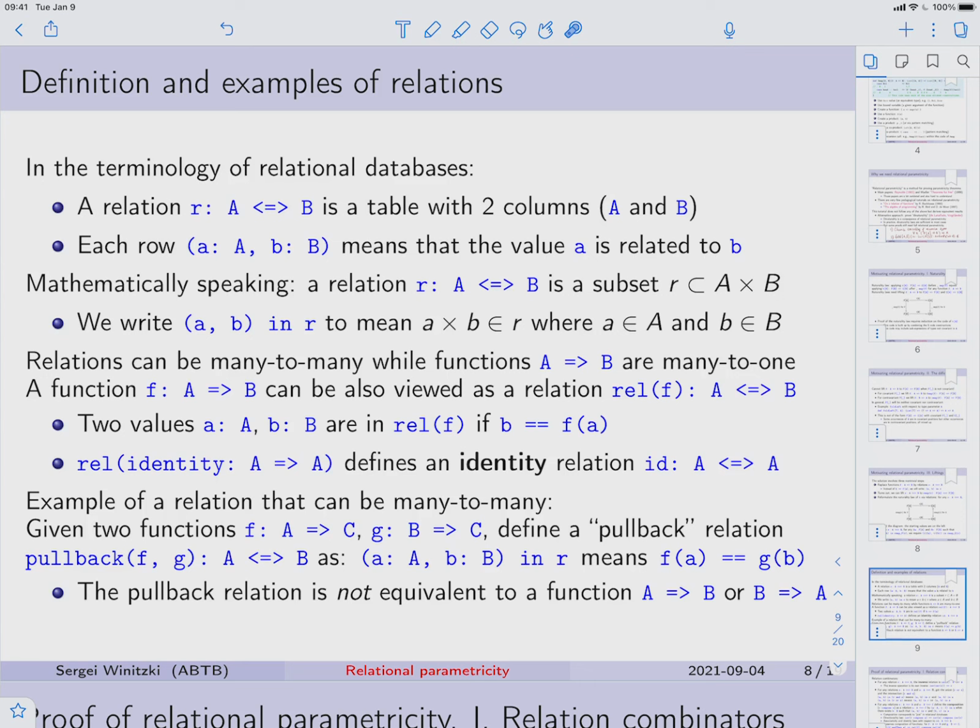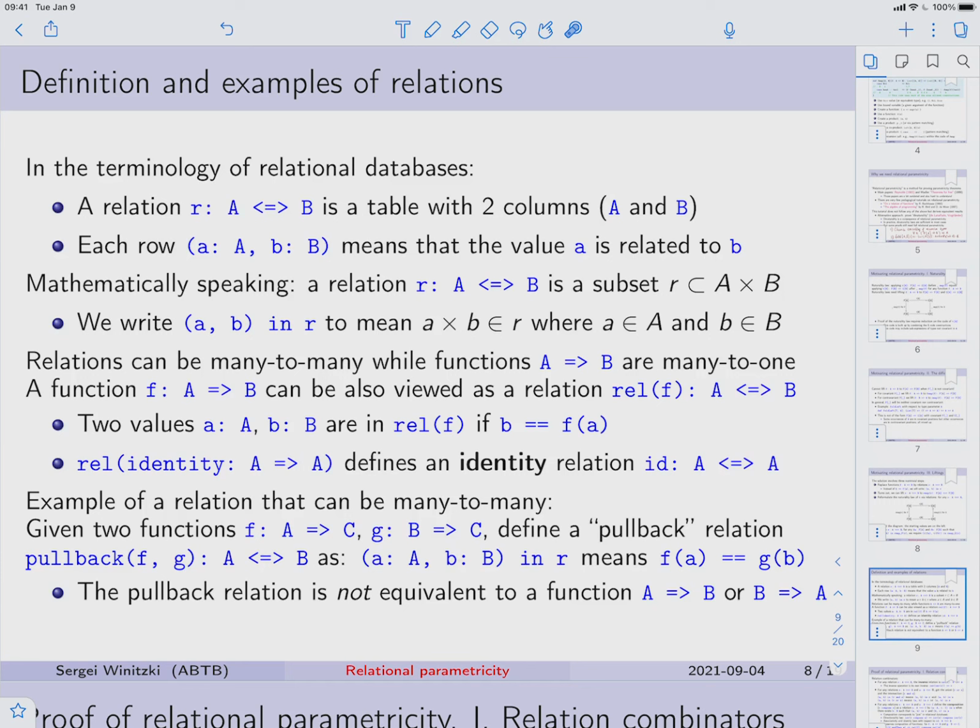And here's a relation that can be many to many, which we can define using two functions. So suppose I have a function f from A to C and a function g from B to C. So then I define a relation I call pullback fg. Doesn't matter why it's called pullback, it's just a mathematical term. And this is a relation between A and B, which is defined by this requirement. A, B are in that relation, in this pullback of f, g, which is R here. It means that f of A equals g of B. So you can apply f to A, you can apply g to B. The results are values of type C, and they must be equal.